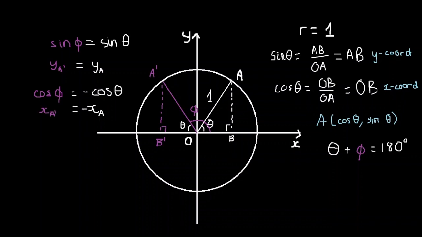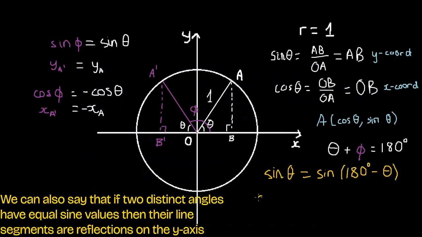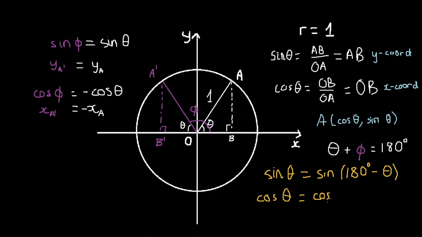From this, we have obtained the general rule that the sine of an angle is the same as sine of the angle supplementary to it. And cos of an angle is the negative of cos of the angle supplementary to it.